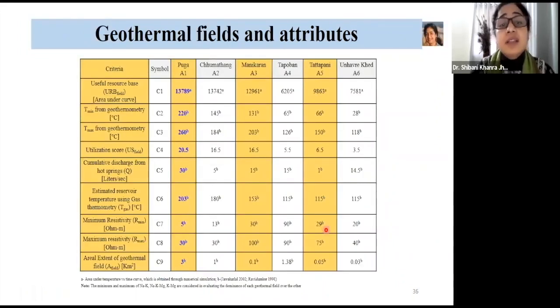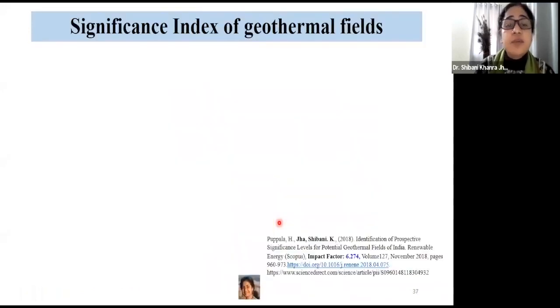In this table, as you can see, the 6 fields are mentioned as A1, A2, and A6, and so on, and then the 9 criteria as we have discussed. These values have been assimilated, and accordingly the 6 fields have been evaluated.